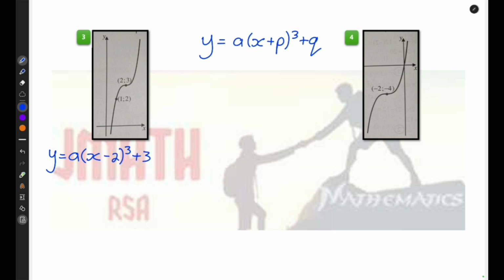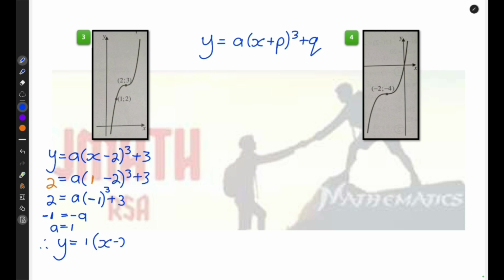So now I'm just going to sub in the random point, and that would be 2 is equal to a, and then 1 minus 2 cubed plus 3. I can now just work out what is a, and then just sub it back into the original, and that would be my final answer. And there we go. Final answer, a is 1, so therefore y is equal to x minus 2 in a bracket cubed plus 3. Let's do the same for question 4.